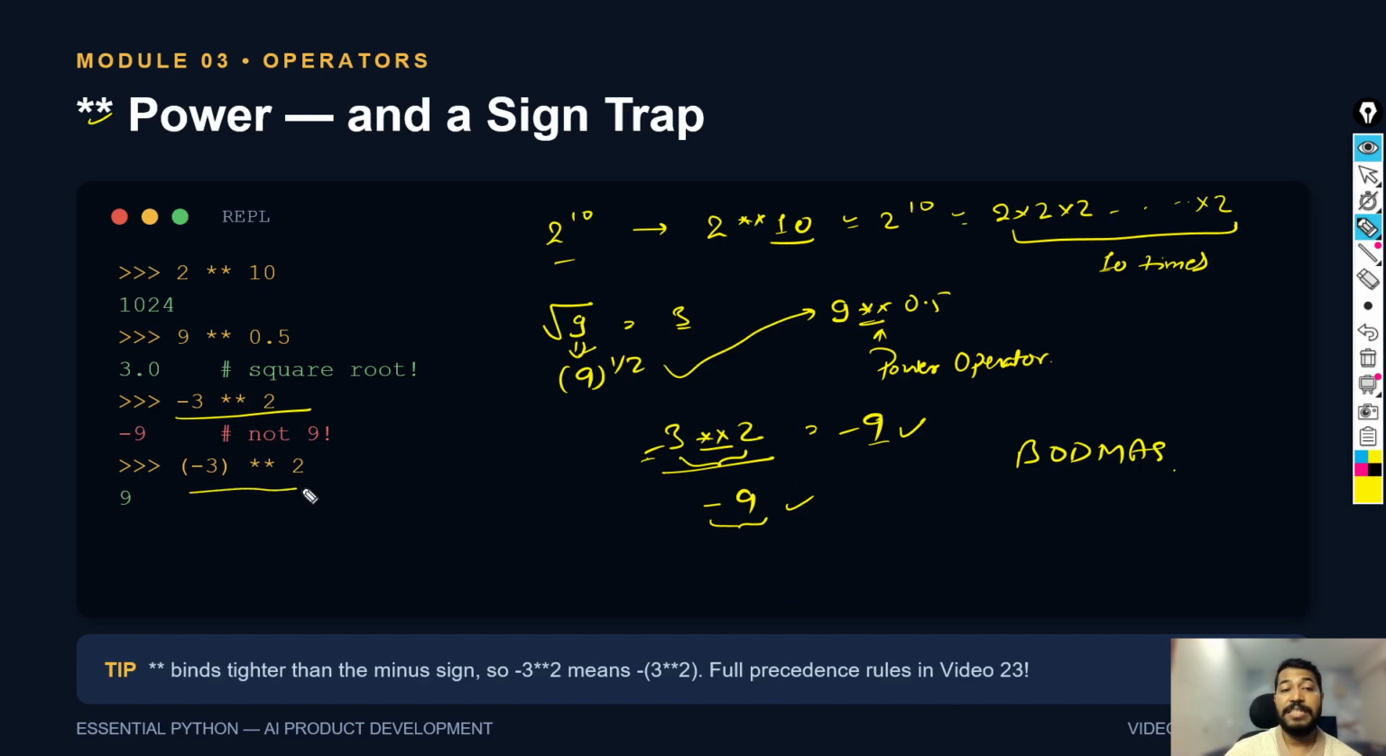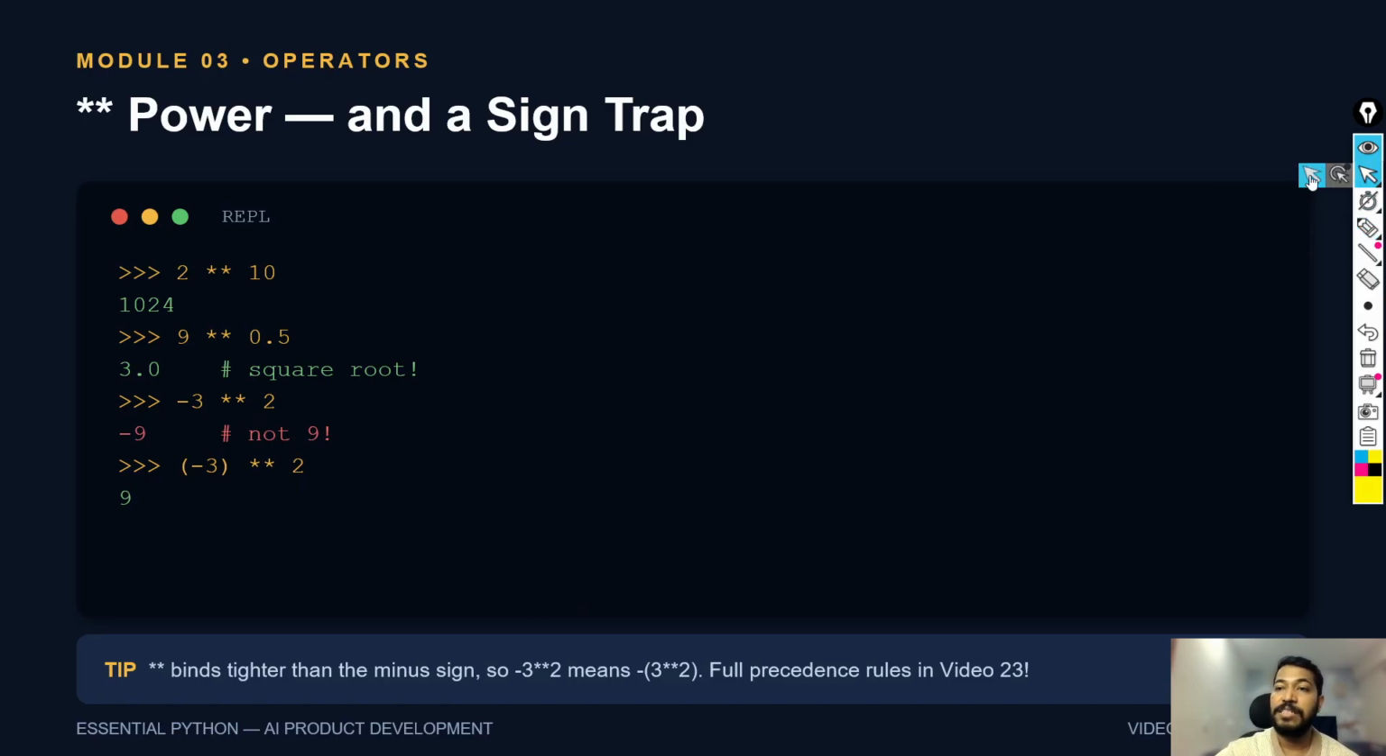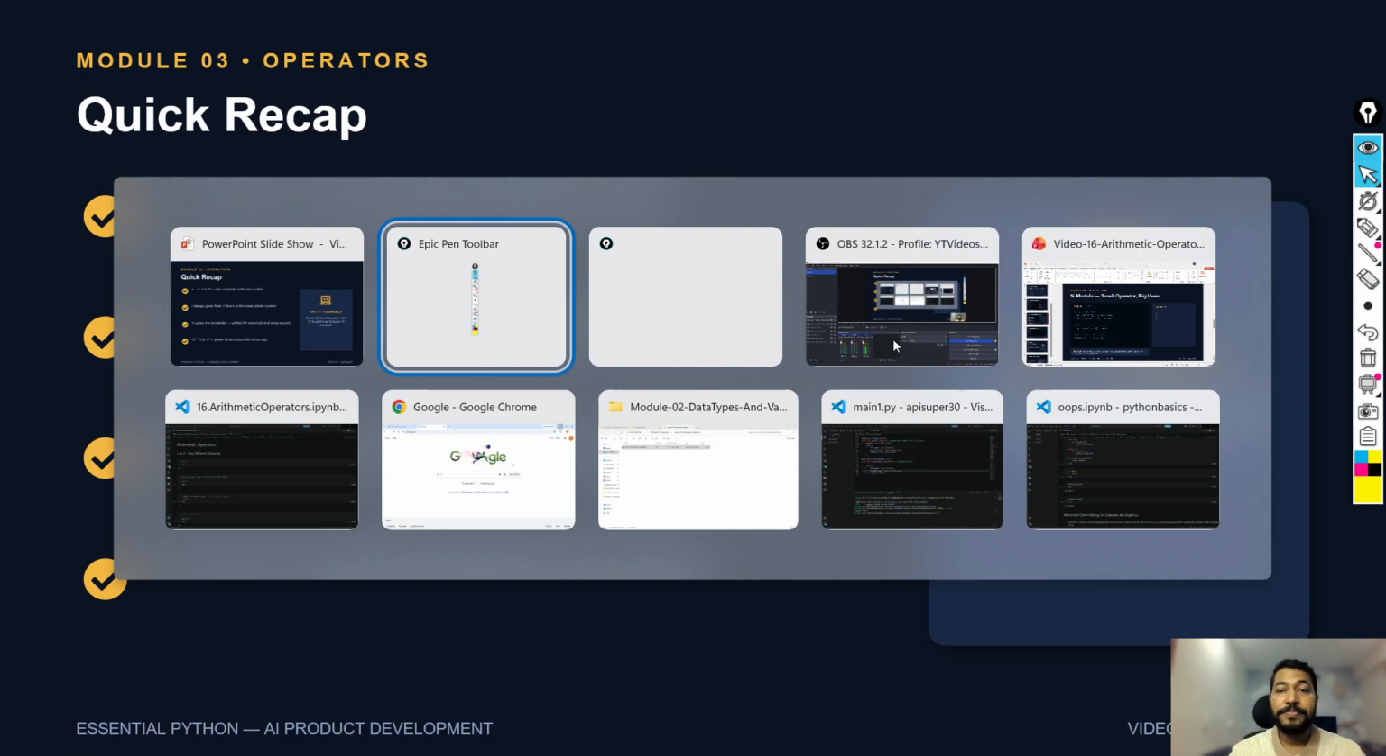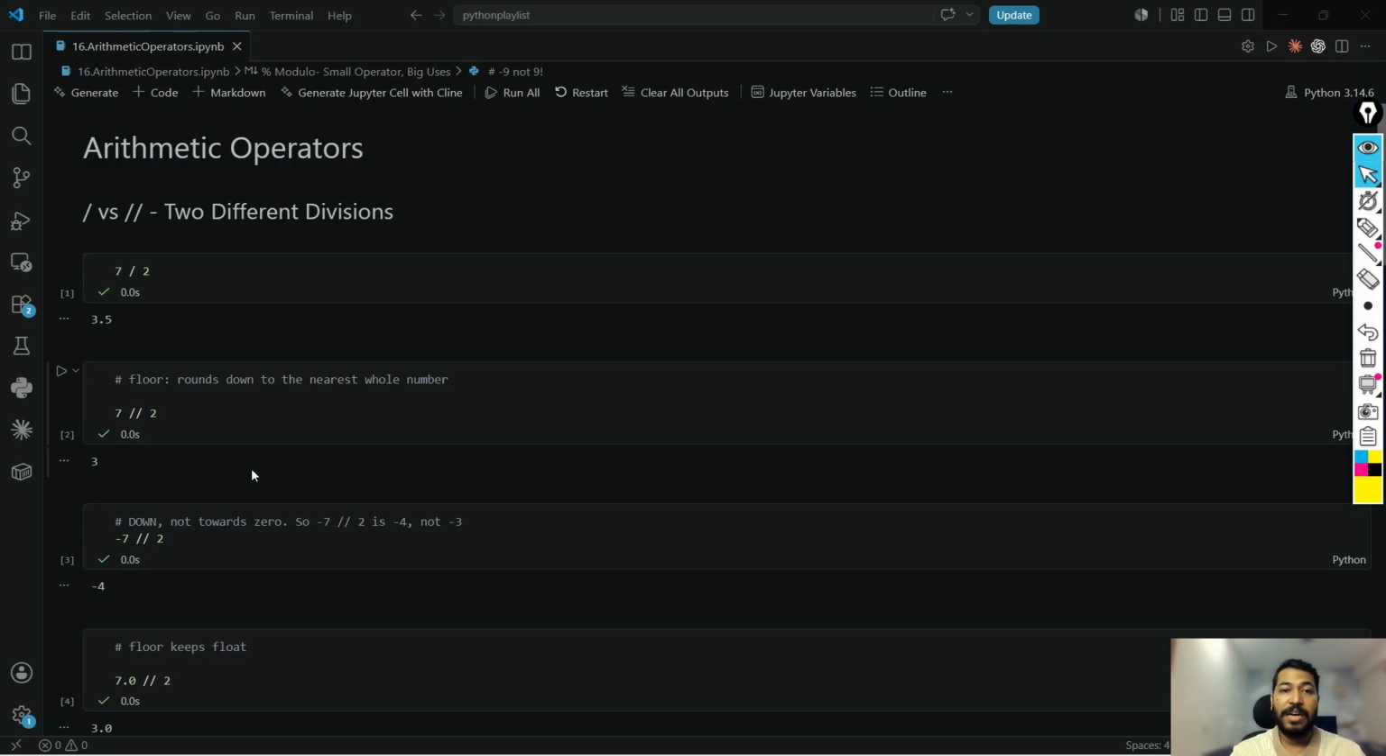If that is the scenario, -3 with power 2, the brackets get more precedence. Here we are considering -3 as one entity, -3 multiplied by -3, and then it gives you 9 as output. That's how it works internally. I hope the explanation is pretty much crystal clear. Before getting into the quick recap, let's do it practically as well through the IPython notebook.